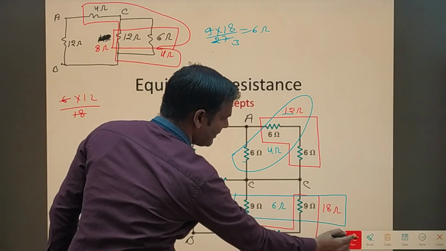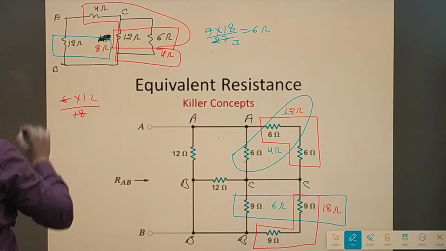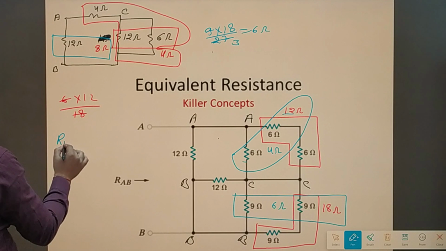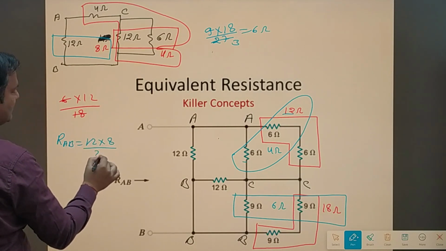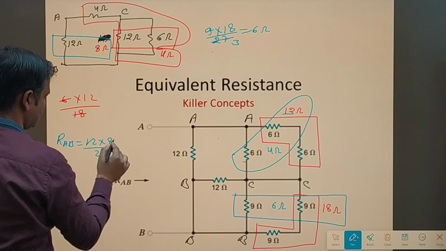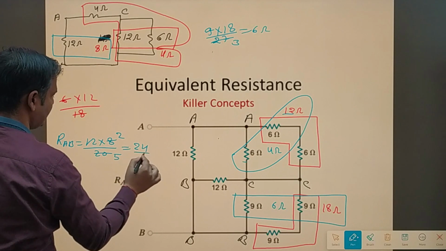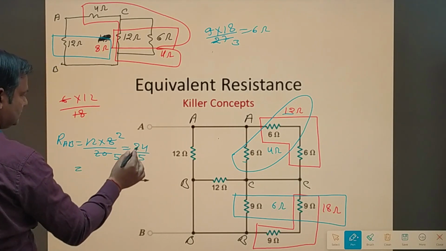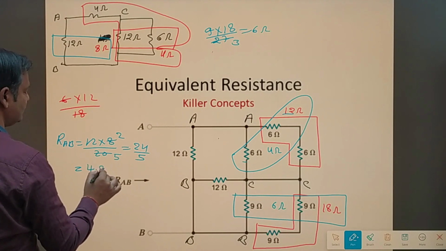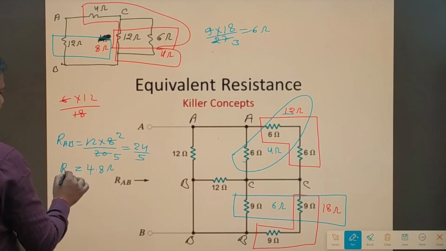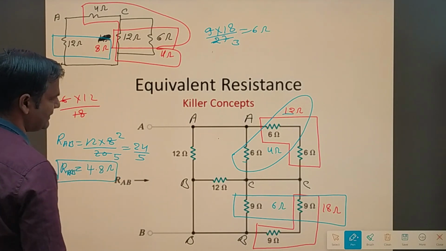Okay, after that, 12 and 8 are parallel, so R of AB is 12 into 8 divided by 20. 24 divided by 5. So R of AB is how much? 4.8 ohm is the right answer. Make it.